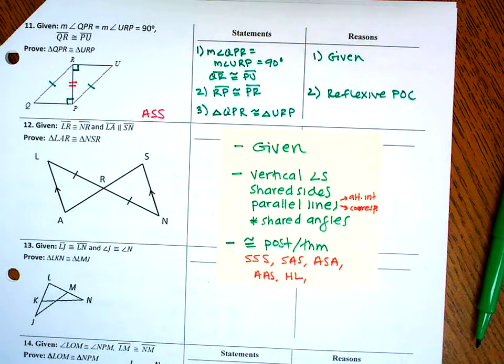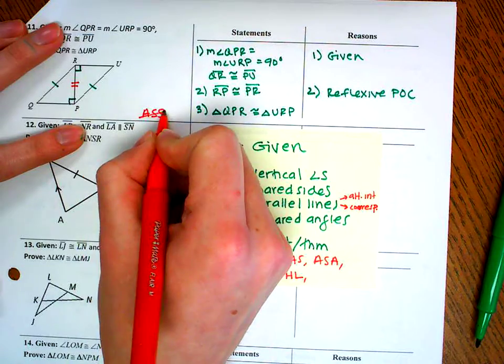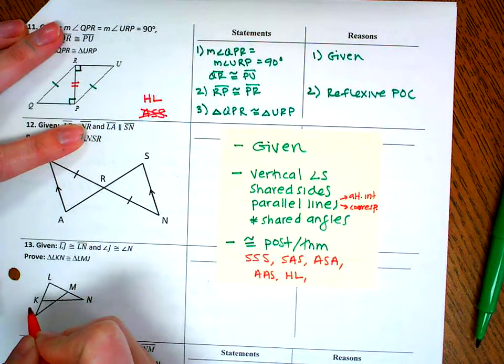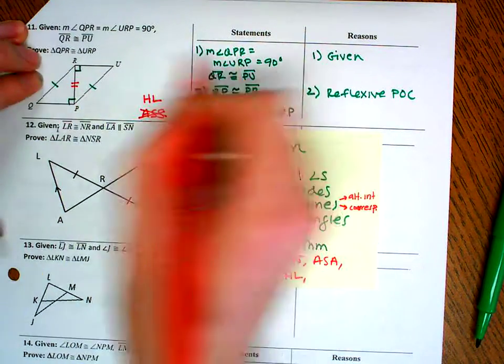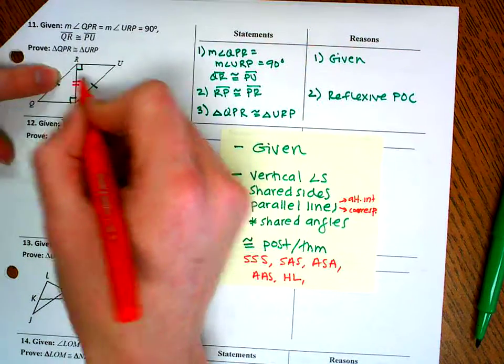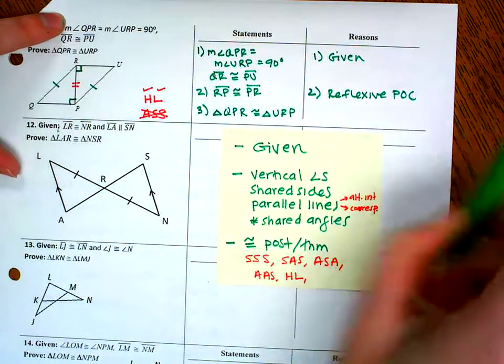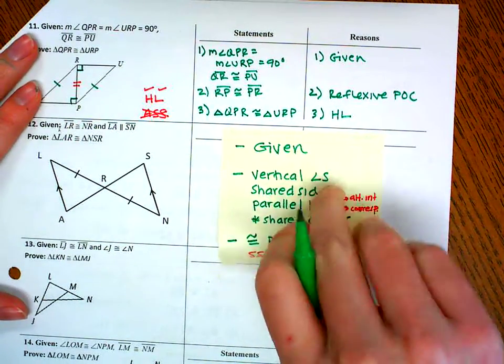Well, the reason we're okay in this case is because when we have ASS and it's a right triangle, we have a special case called HL. Well, we can use HL because we already know that it's right triangles. We have a pair of hypotenuses that are congruent. We have a leg that's congruent to itself. So we have the hypotenuses, we have the leg. So I can use HL to prove that these 2 triangles are congruent. Okay, let's keep going. Let's look at number 13.